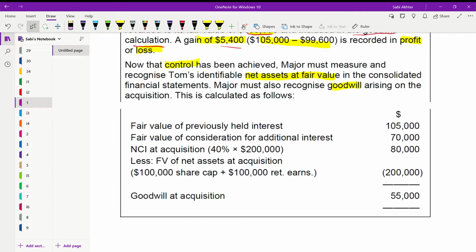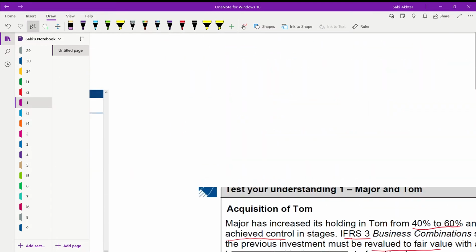So fair value of previously held, you write the fair value only. Everything is in fair value terms, okay? Even the consideration is at fair value. But for what consideration? When you bought the initial 40%, or for that additional 20%, 70,000, okay? Let me show you that 70,000 again.